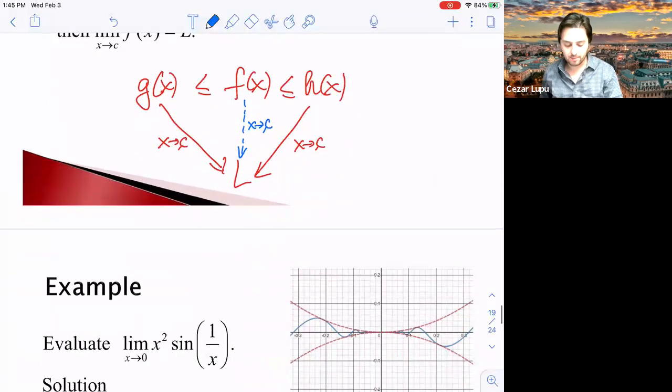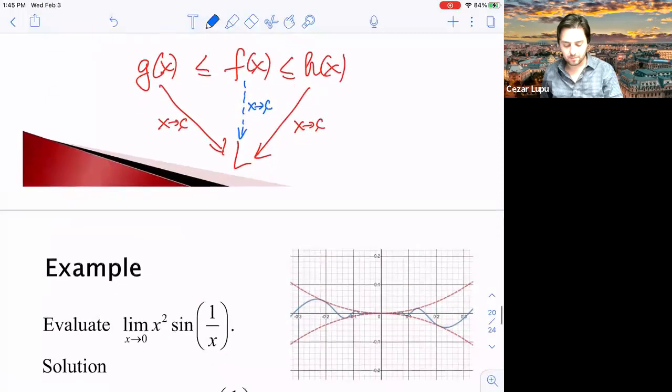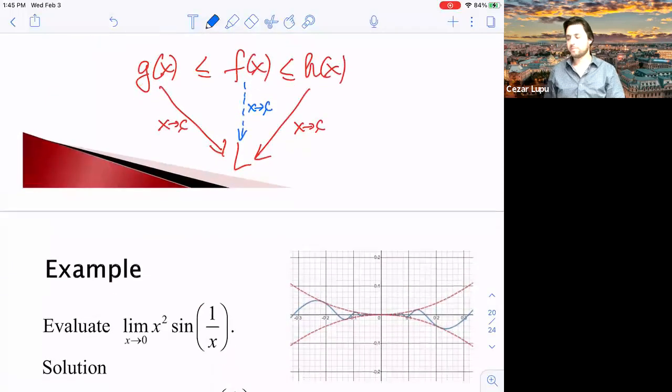And now let's see an example of the squeeze theorem. And the example is this limit as x approaches 0. I said a few things about this kind of limit, maybe not with x squared, but with x definitely. So we would like to evaluate this. Guess what? As x approaches 0, sine of 1 over x will have some problems. So this guy has problems. The limit does not exist.